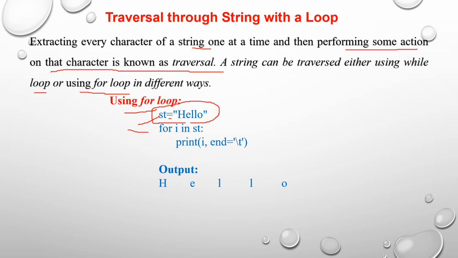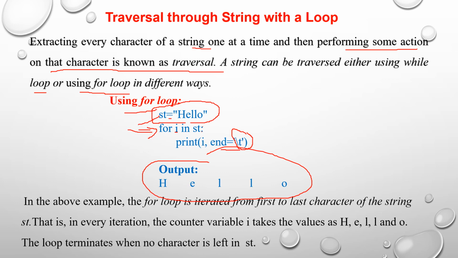After that, we declare one loop condition. The loop is a for loop: for i in st, and the colon is the syntax. After that, we are going to print i, with end value \t. So \t extracts each character. This is the output: h e l l o, separated by spaces.